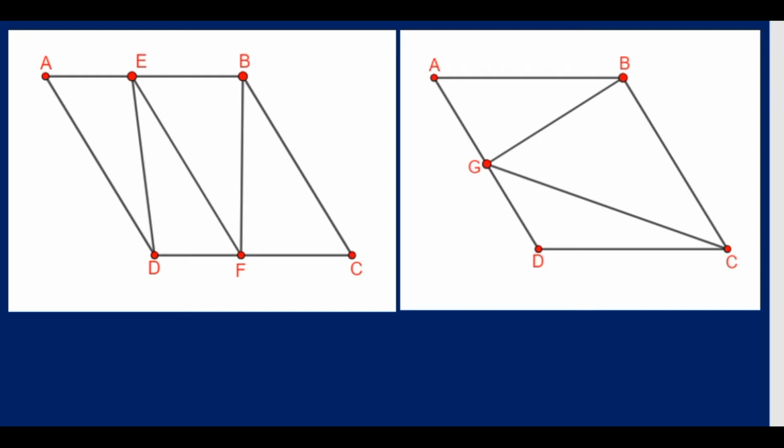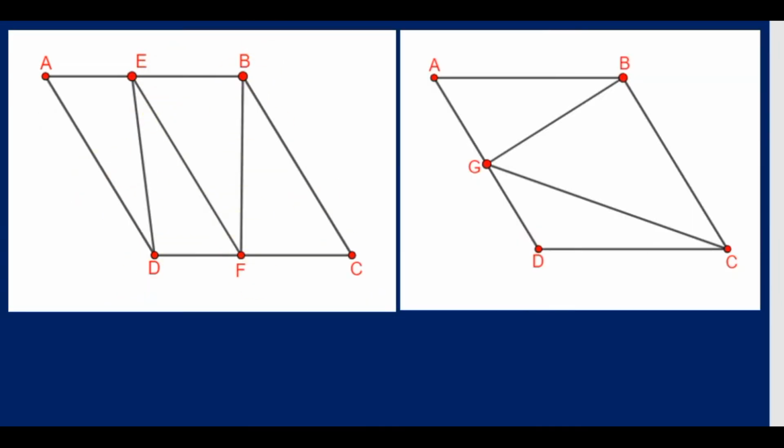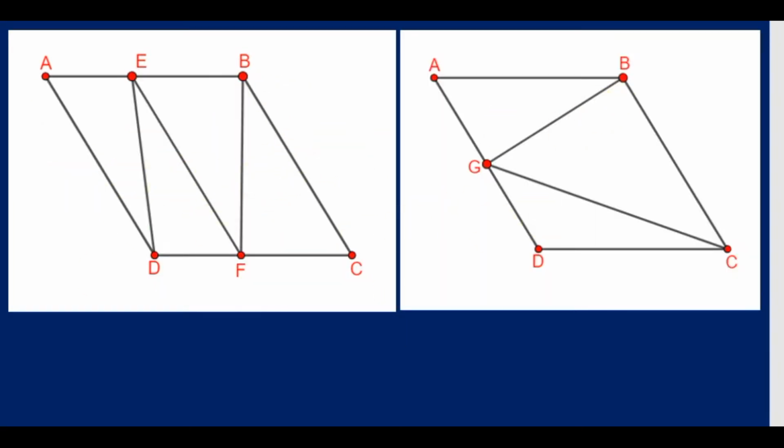This is the same thing as what we are given, but I just separated it into two diagrams, as you can see. This is our DEF, and the other one, BGC. Remember this is a parallelogram, and we know that for a parallelogram, the area is base times height. So let's look at the sum of the areas of triangle EDF and BFC.